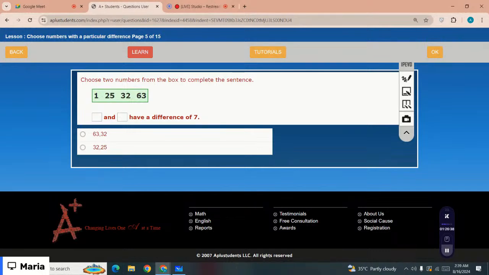Which is the correct option? Option number 2 is the correct option, right? 32 minus 25 is 7. Option number 2 is the correct option.